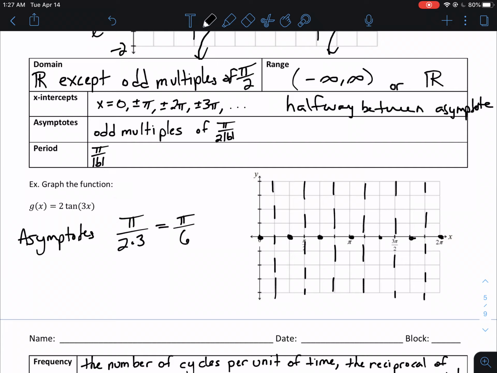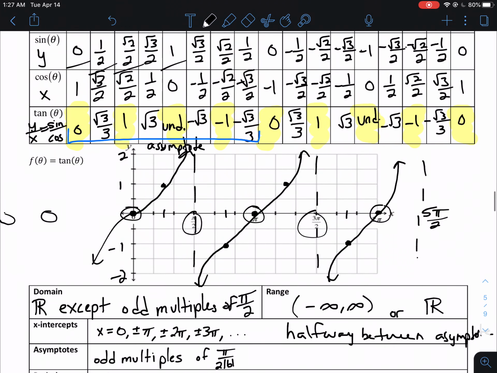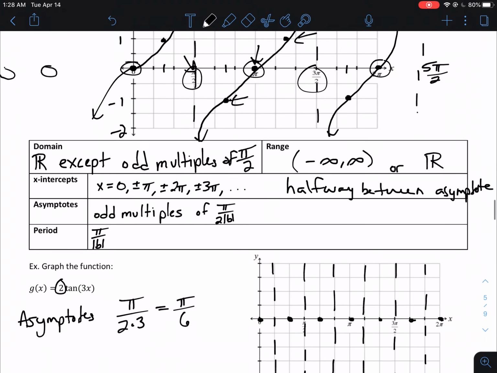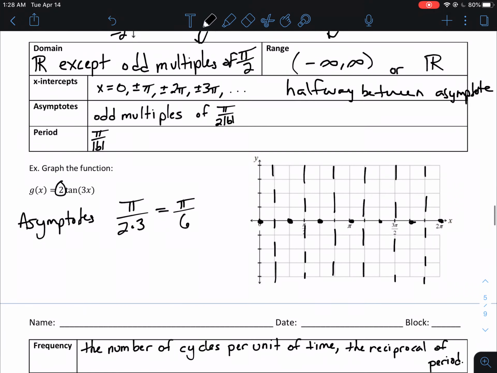Last is going to be that 2 that's in front of our tangent. What that helps you to decide is how far you go up or down in between your x-intercept and your asymptote. To give you an example, here, the number in front of tangent was a 1. That meant that if you went halfway between your x-intercept and your asymptote, then you were going to either go down by 1 or go up by 1. So kind of similar to an amplitude, I suppose, but not quite the same thing.